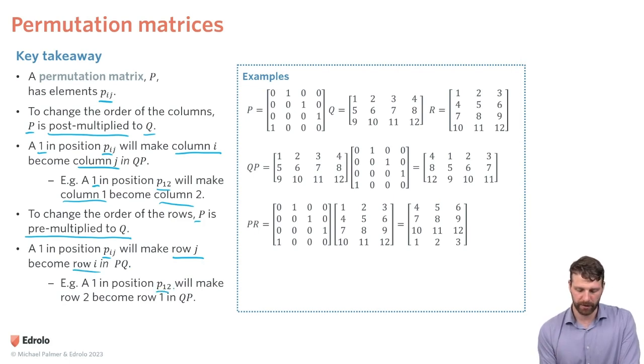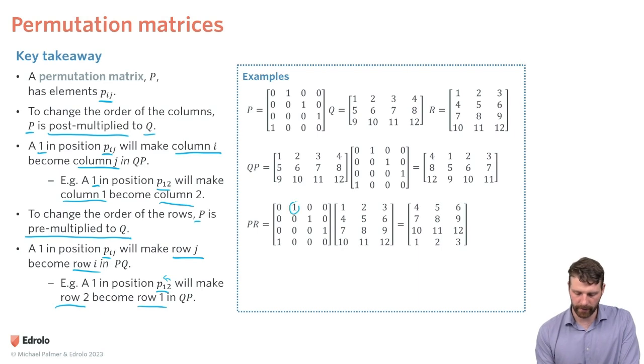So a 1 in position P1, 2, so row 1, column 2, will make row 2 become row 1. It's sort of going the other way here. So you just got to pay attention and make some notes so that you get this right on the day in your exam or in your SAC. Okay, so let's have a look.